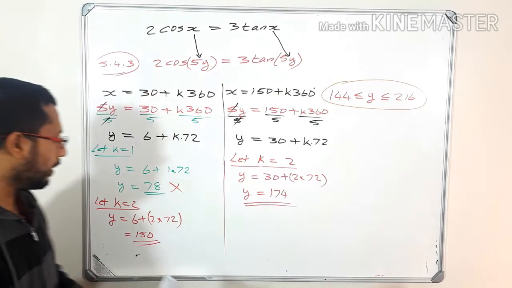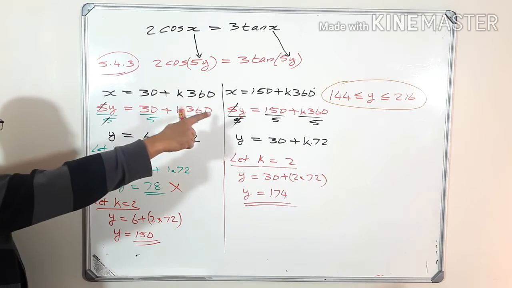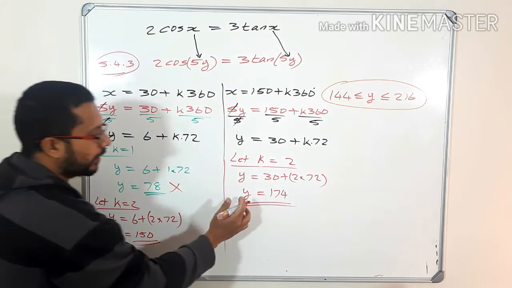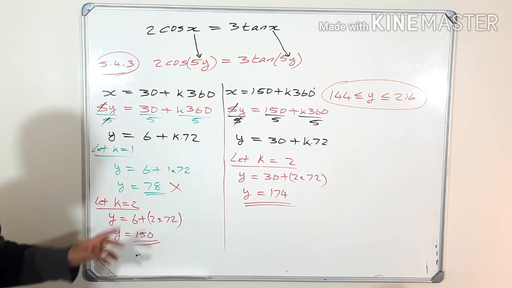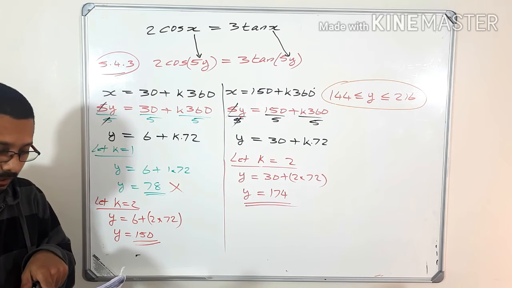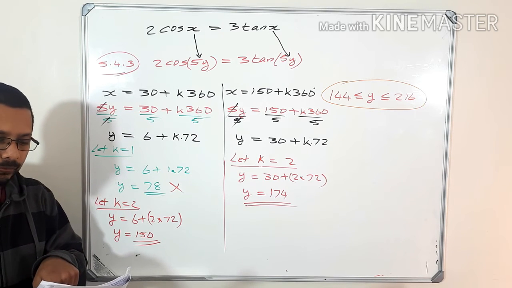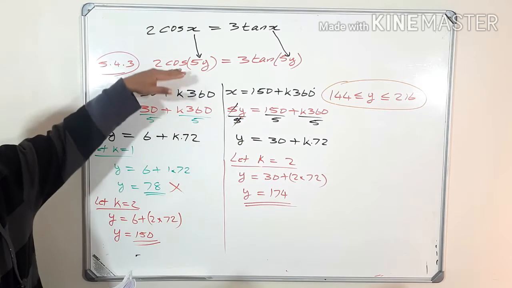So what are the two values of y we got? First value is y is equal to 150, that is between that interval, and second value is y is equal to 174, and that one is also between those two intervals. So look at the question once more. What is the question? Hence determine two values of y in that interval that are solutions of this one.